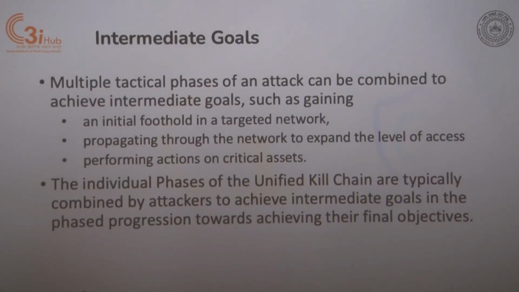So as we discussed, this UKC is divided into 3 different intermediate goals. The initial foothold, which will also be represented as coming into the victim environment. Propagating through the network will come under the "through", and performing action on critical assets will come under an intermediate goal which the authors of UKC have referred to as "out". In, through, out: 3 different goals which were listed here.